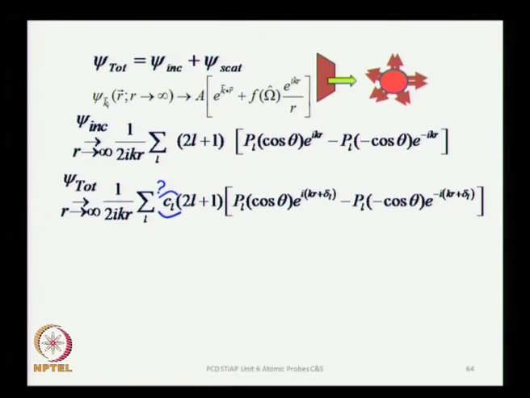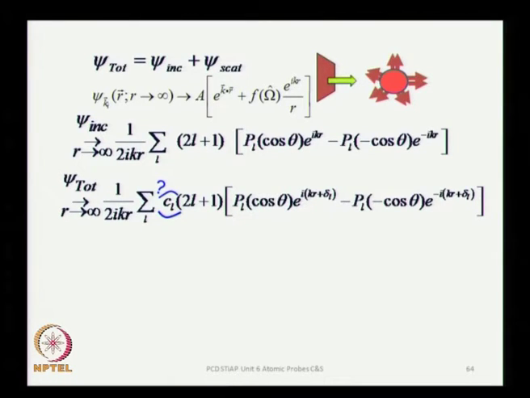Now we do know that the total wave function is the sum of the incident wave and the scattered wave, right. So you have got the incident wave, you also have the total wave. So if you subtract the incident wave from the total wave, you must get the scattered wave, and that condition will give you what CL must be.